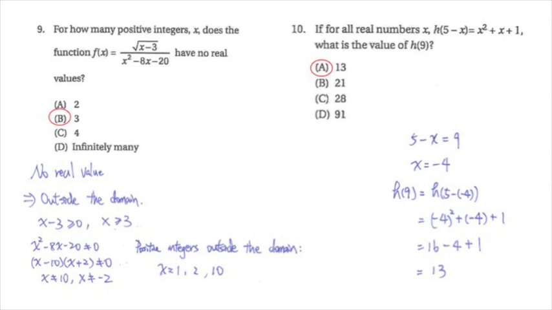Question 9, we're asked how many positive integers x will make f of x have no real value. So in this case, if f of x has no real value, that means the x is outside the domain. So looking at this function, we see a couple of restrictions.